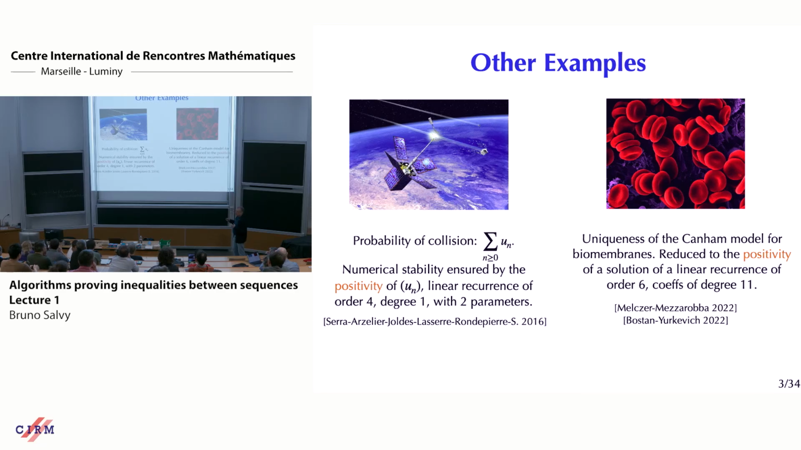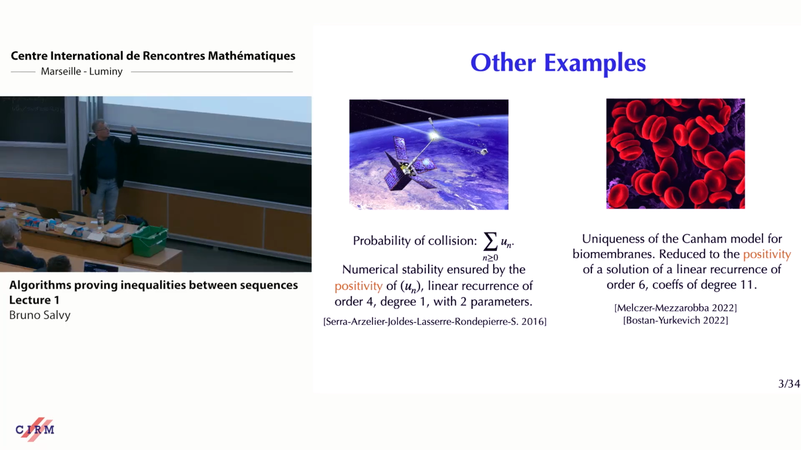When you want to sum numbers numerically, it's better if they all have the same sign, because then you don't have cancellations, and numerically it behaves better. So in this work, we had a recurrence of order 4 with coefficients that had only degree 1, but 2 parameters, and the question was to show that the sequence of coefficients was positive. So there is a proof by hand, and again the question is, can we automate this?